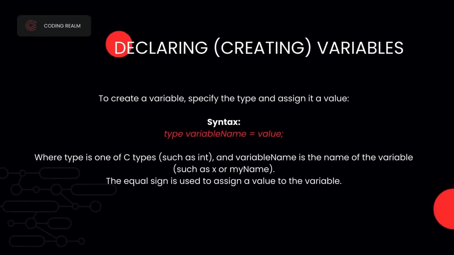To create a variable, specify the type and assign it a value. Look at the general syntax: type variableName = value, where type is one of C's types, such as int, and variableName is the name of the variable, such as x or myName. The equal sign is used to assign a value to the variable.